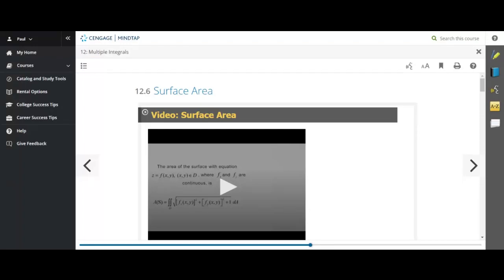Section 12.6 deals with surface area. And surface area, you're going to find, is very, very important in terms of certain applications. Like for instance, finding flux, which is a rate of flow through a membrane. That's going to come up in chapter 13.